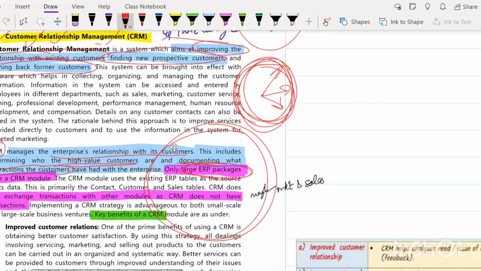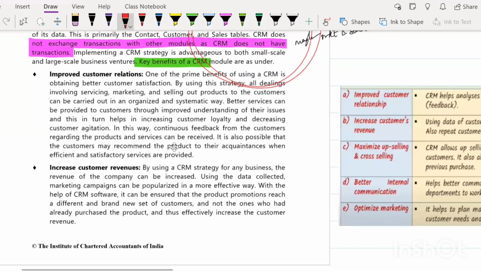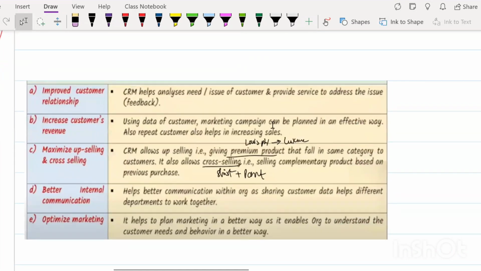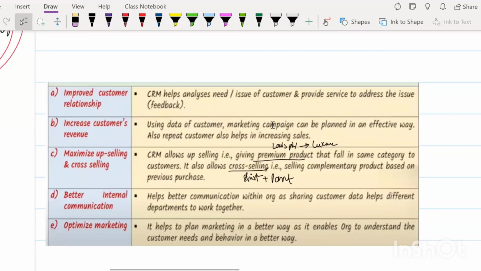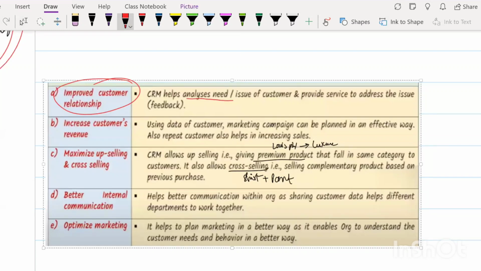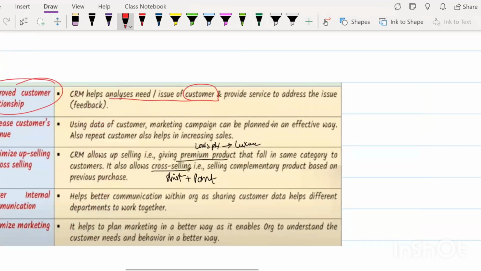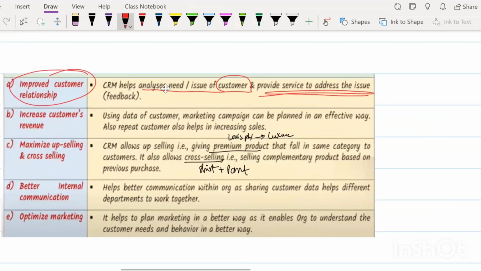Okay. So now we are going to study the key benefits of the customer relationship management module. There are five benefits or five advantages of this module. What are the five benefits? First is improved customer relationship. Since you have a module separately for managing your customers, you always analyze the data that you have, correct? So you analyze the need or issue of a customer and provide a service to address the issue. Due to this, your customer relationship gets improved.